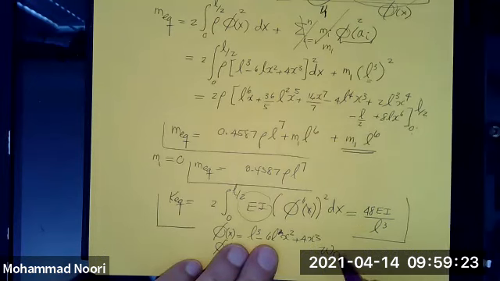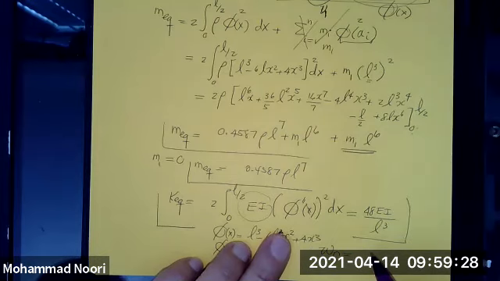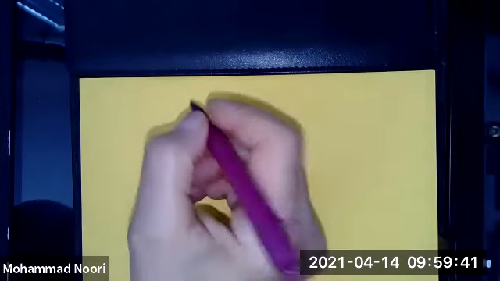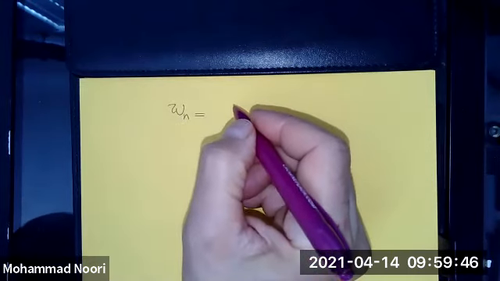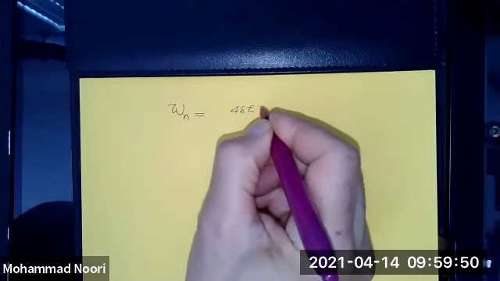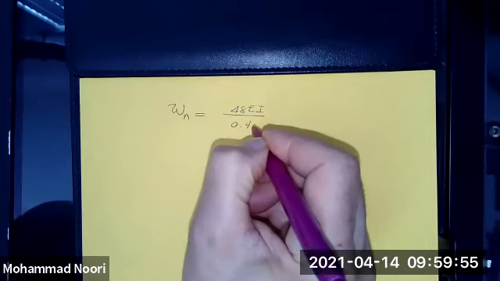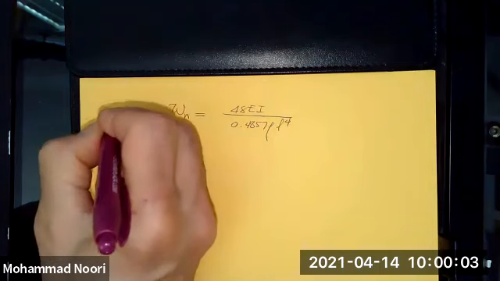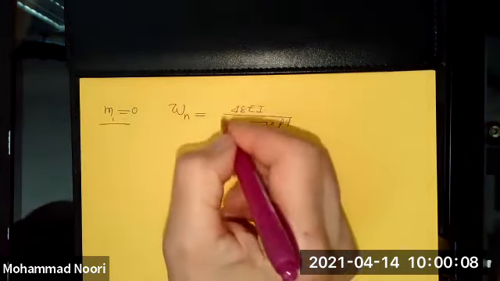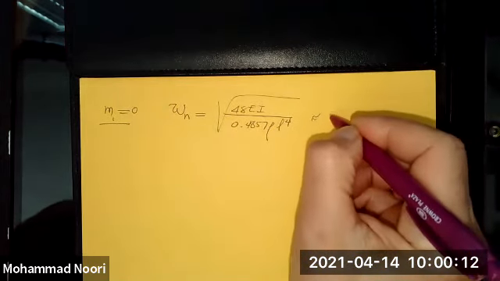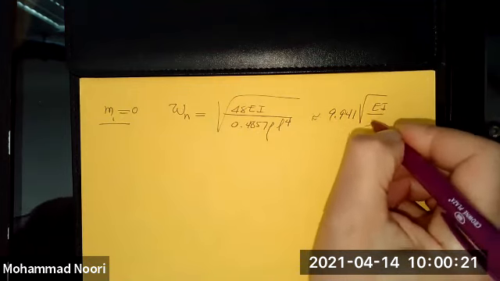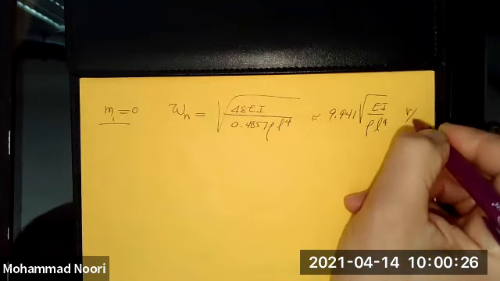So you can simply write the natural frequency, which would be the square root of K over M. I'm gonna go to the next page and write that down, and I have a reason for that. Natural frequency would be simply the square root of 48 EI over 0.4587 rho L^4. I'm assuming M1 is equal to 0, this is what you will get for the natural frequency. Or simplified, that would come out to be 9.941 square root of EI over rho L^4 in radians per second.